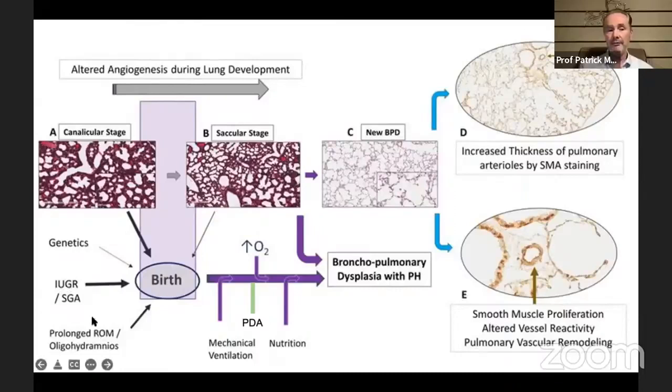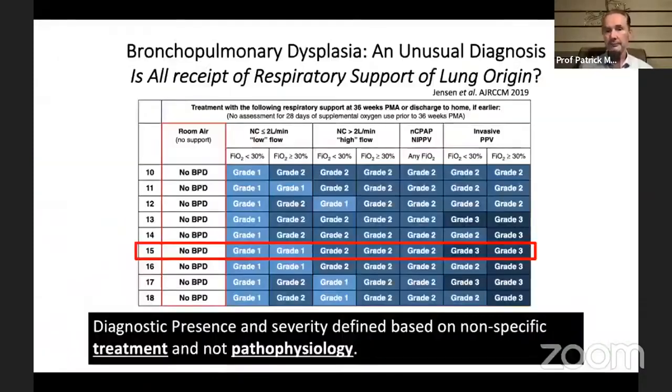There are antepartum factors, there are delivery-related factors, and there are postnatal factors, some of which you've already heard about today, that influence both abnormal lung parenchyma and lung vascular development. Traditionally, our assumption is that the lung parenchymal dysregulation occurs first and the vascular occurs second. That may not necessarily be true.